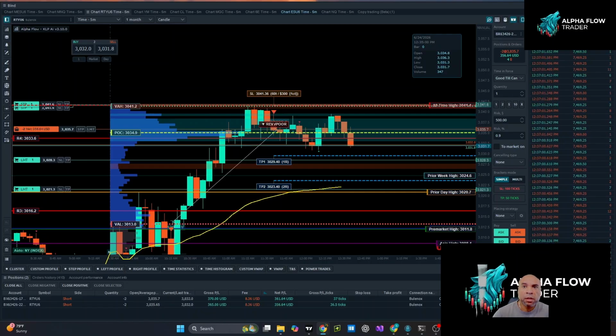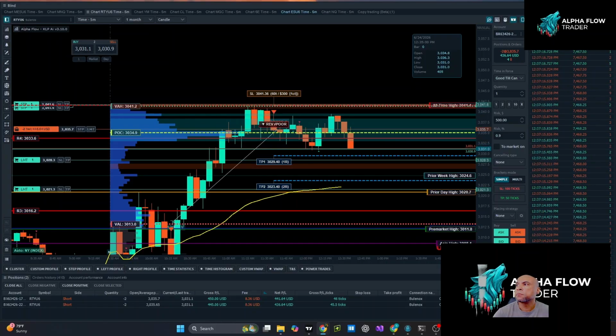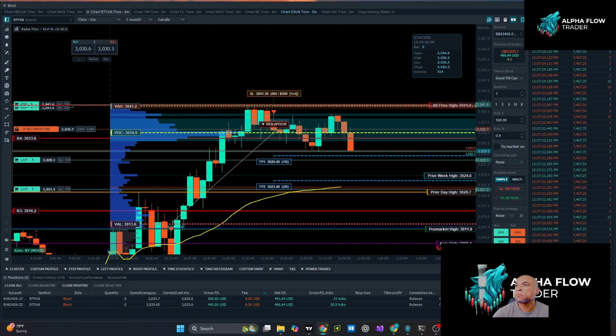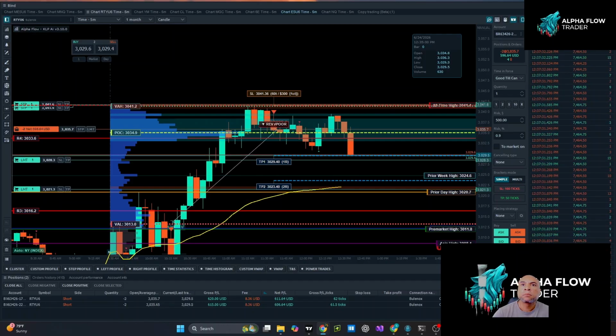Looks like we're finally breaking out of that high volume node. Hopefully we can get a further push down to the downside. All right. Now we're at where normal TP1 would be.